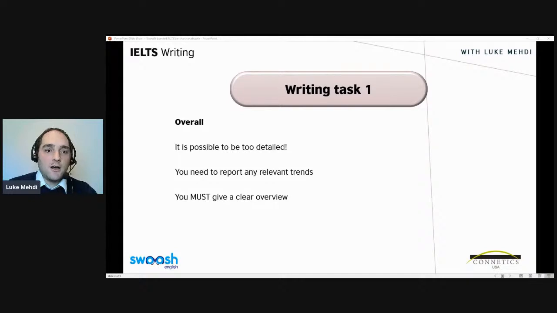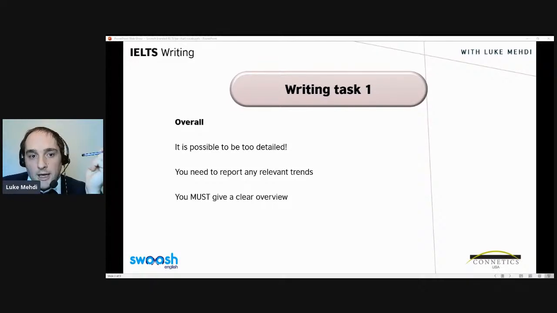So in writing task 1s, especially for your academic training, it is possible to be too detailed. If you look at the task description, it asks you to summarize and report the main trends, the overall information. That word summarize, you are not giving all of the data in lots and lots of detail.